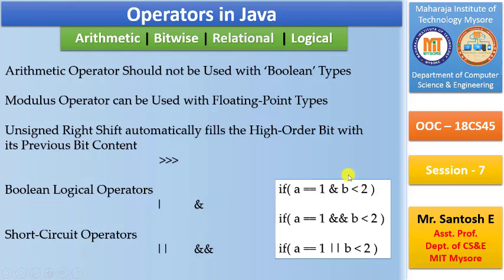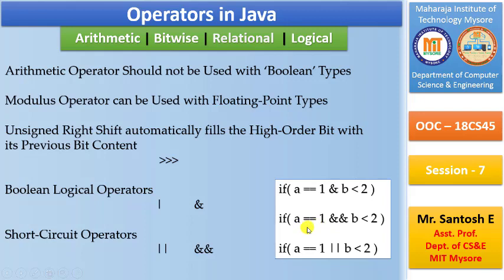If these were just integers 1 and 2, then this would have been treated as a bitwise AND operation. Next, as I told you, the short circuit operator. Just look at this example. If this condition is true, I need to check this condition also, because the AND operation will give the result true only when both the operands are true.